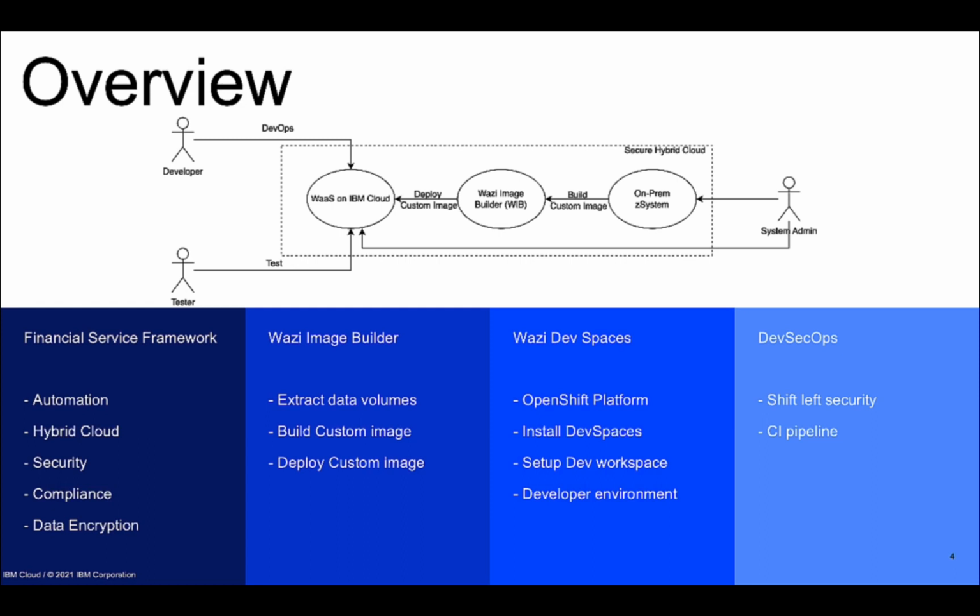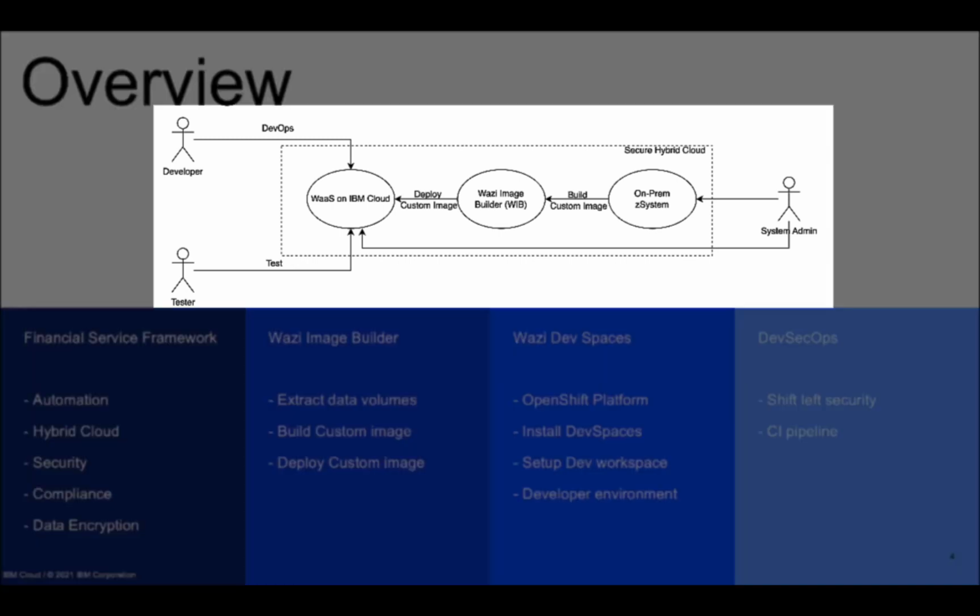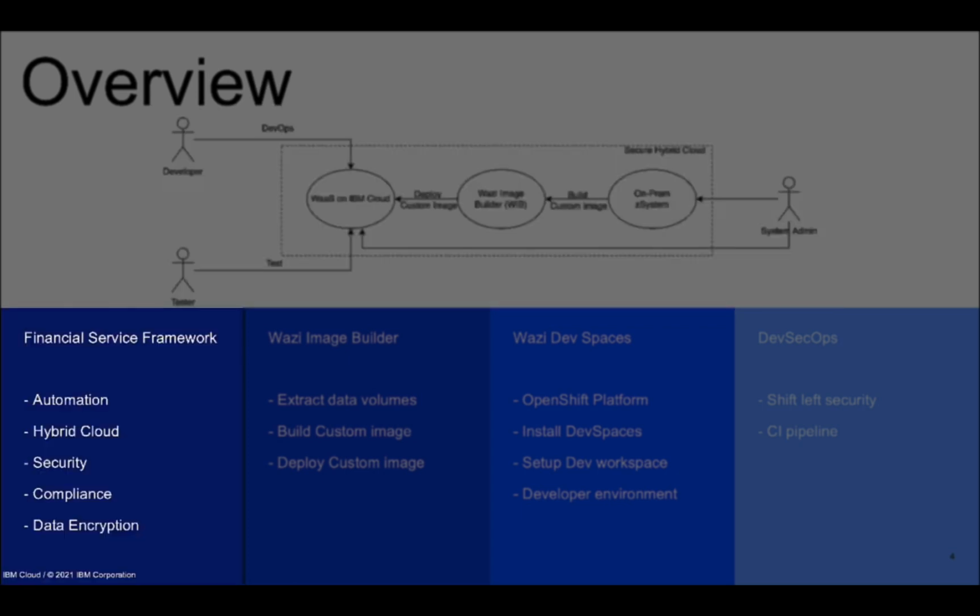Before I start showing the demo, let's take an overlook. This diagram depicts a secure hybrid cloud environment where system admin can build a custom image and deploy on WASI as a service in IBM Cloud for developers and testers to develop and run unit tests. All this can be performed through secure DevSecOps. First, we deploy IBM Cloud Framework that comply with industry regulations and provide security through network isolation like an air-gapped environment.